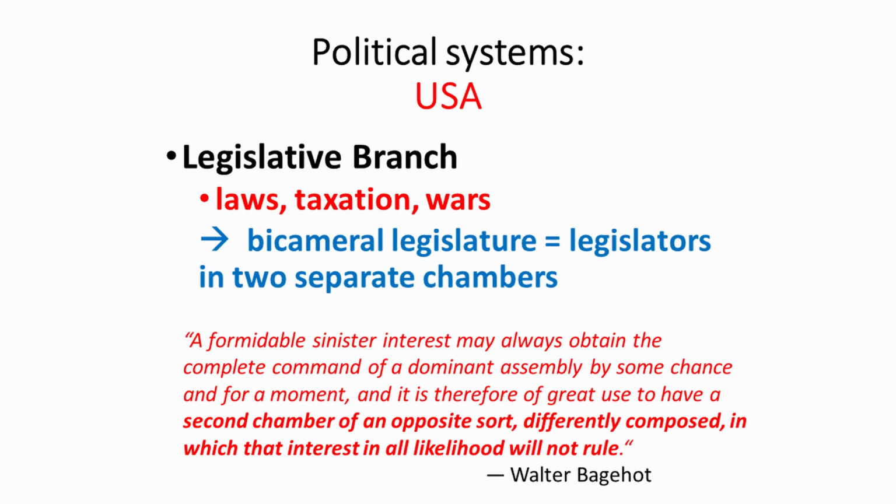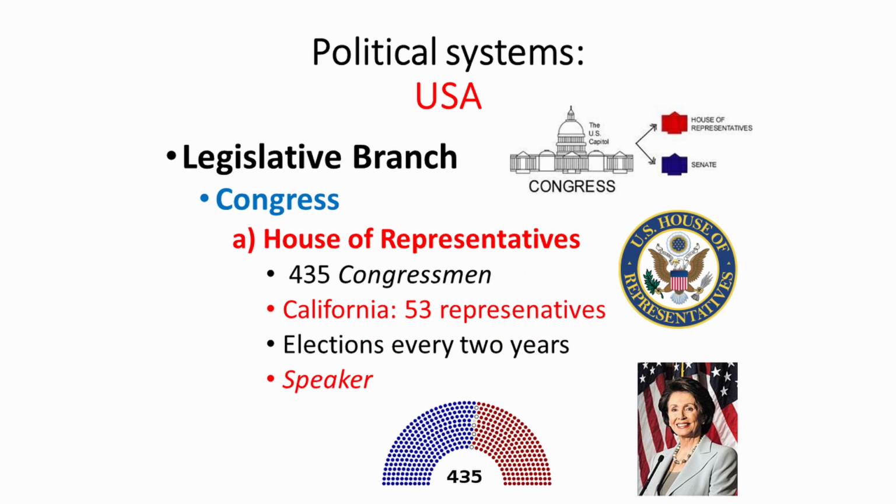The main body of the legislative branch is the Congress, and it has two chambers. The first chamber is called the House of Representatives, and the people sitting there are called representatives, or more commonly, congressmen. There are 435 congressmen in this body, and the number of congressmen from each state is equal to the number of people living in the state. So the most populous state, California, has the largest number of representatives in this chamber.